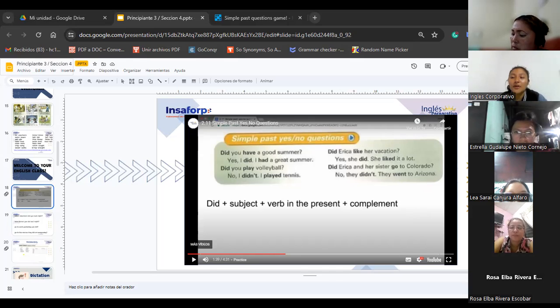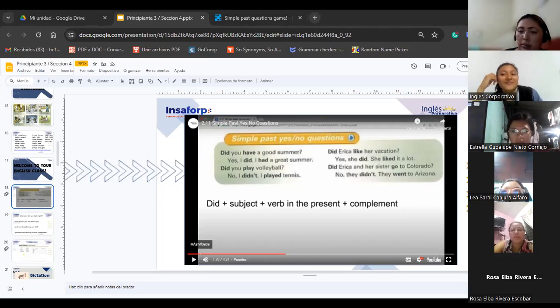Okay, can you tell me 3, please? Did Alejandro take the ball? Did Alonso play the guitar? Did Marta speak English? Excellent, excellent. The same recommendation as for Estrella, right? Remember that English has a rhythm. So if we are asking a question, we need to make it sound like a question, okay? So it will be, did Alejandro take the ball? Okay? Did Alonso play the guitar? Okay? Just a little recommendation. But that was so great.